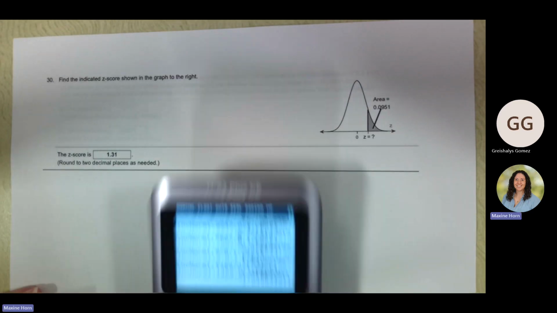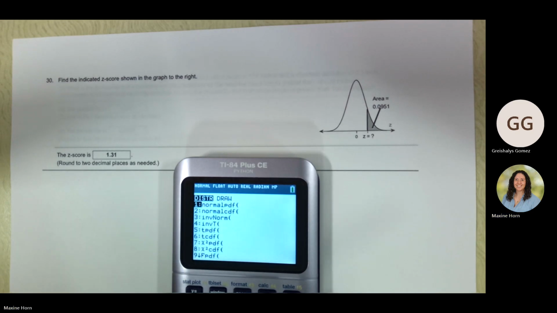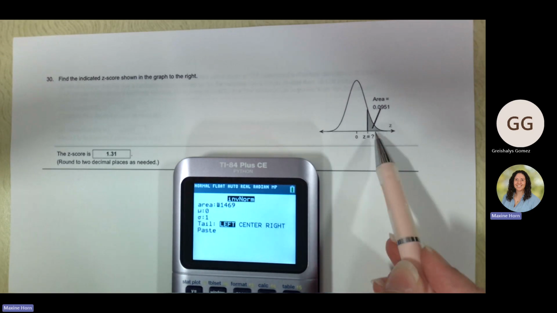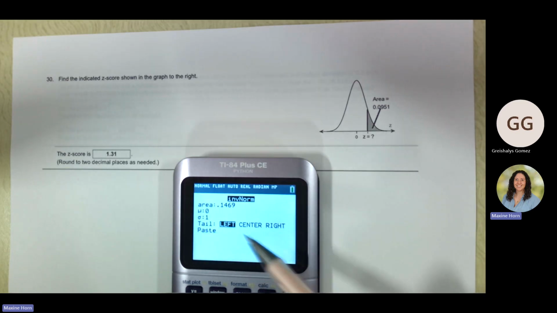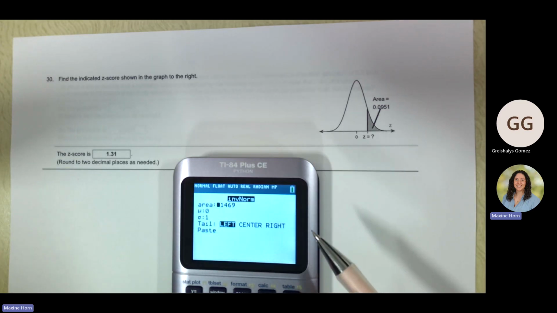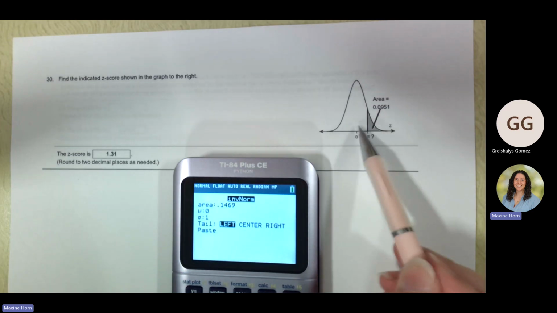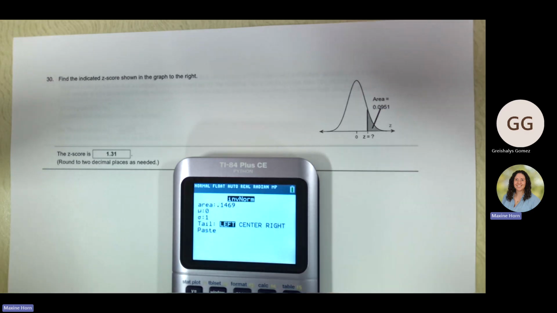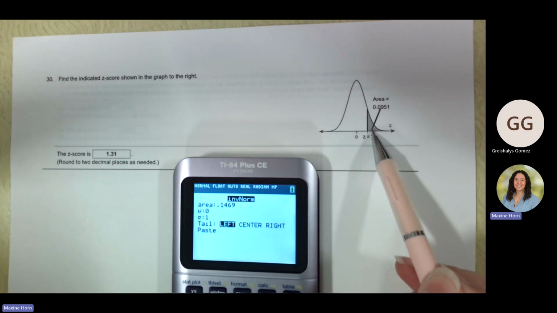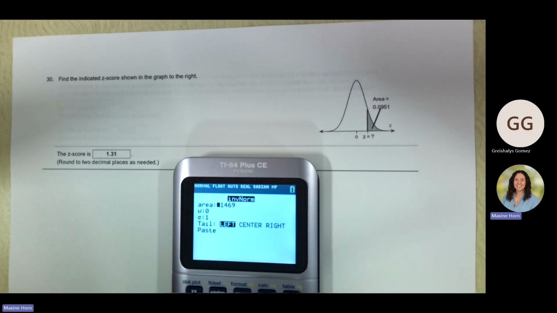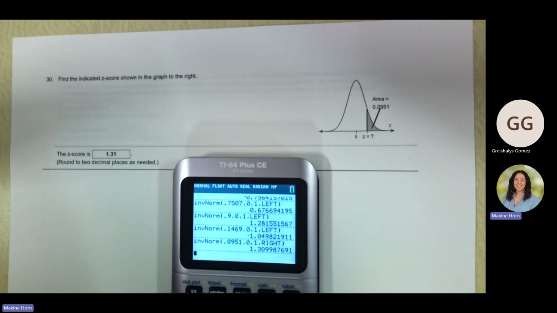Okay, again, z-score, if we're doing this in the calculator, inverse norm, if your calculator doesn't give you the option of left, center, and right, then that means it's doing left, okay? So if you have an older calculator, you need to give it this area. But if you have one of these calculators, you can just tell it, hey, the area I'm about to give you, that's actually the area to the right of what I want you to find. So 0.0951, mean of 0, standard deviation of 1, and that's the area on the right of the z-score I'm asking the calculator to find. And again, if we round to 2 decimal places, 1.31.